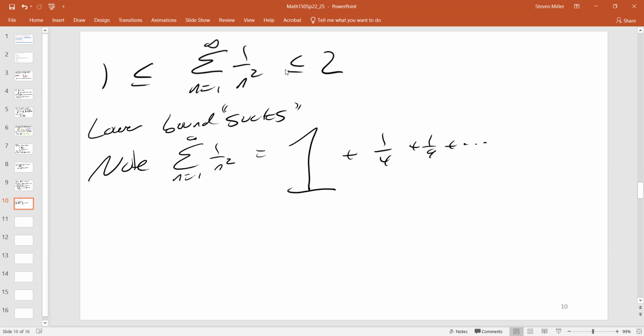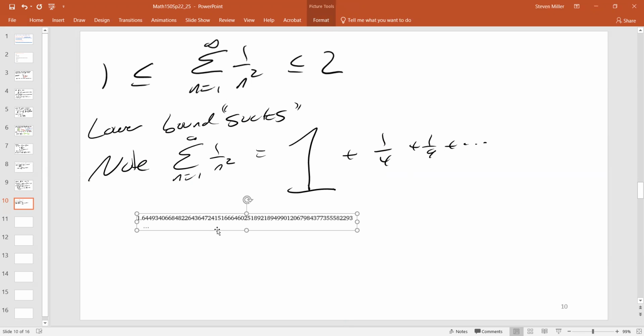So any thoughts about how we could make this better? It equals pi squared over 6, which is approximately 1.644. Sorry, yes, it is related to the Riemann zeta function. It is not geometric. The geometric would be like 1 over 2 to the n. This is 1 over n squared.